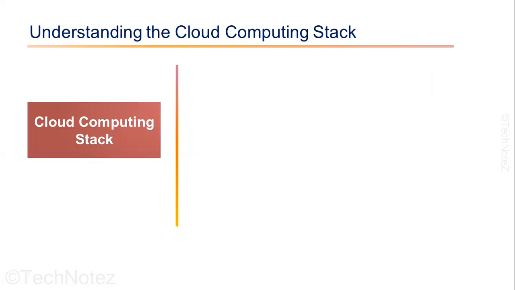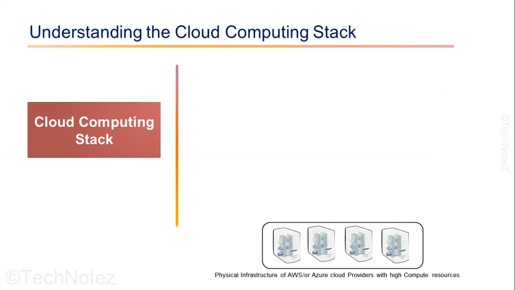Let's start from the bottom of the stack. At the bottom of the stack, you would need the physical infrastructure to run your application. This could include servers, storage, and networking hardware. Instead of buying and maintaining your own physical hardware, you could use a cloud service provider like AWS or Microsoft Azure to provide the physical infrastructure. The cloud service provider manages this physical infrastructure for you.